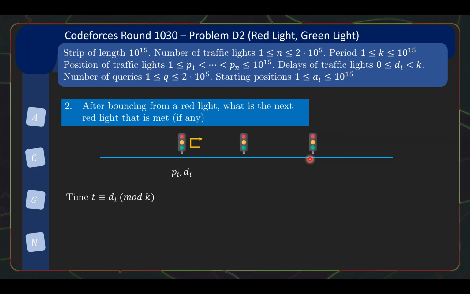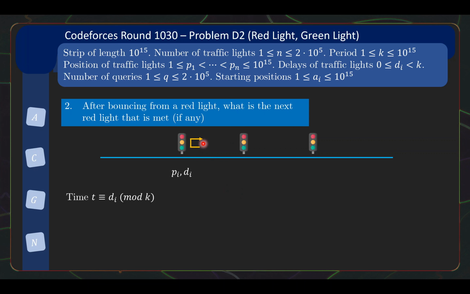Let's say we just bounce off this red light from the right. So going back to the right and going forward. And this traffic light is at position pi with offset di. Now we know that the time now is some time that has value congruent to di mod k. The question is, what is the next red light that is met?